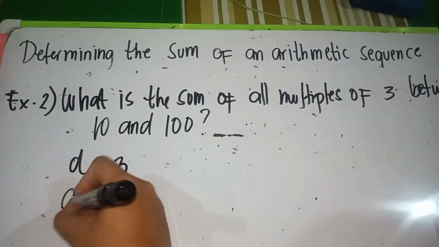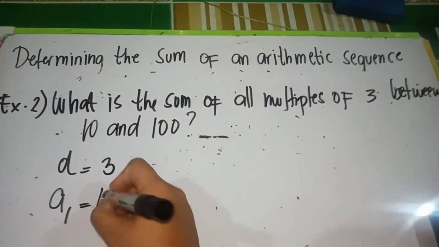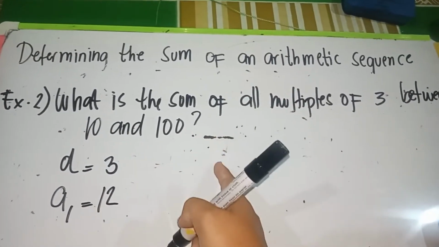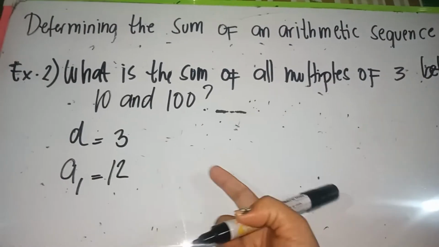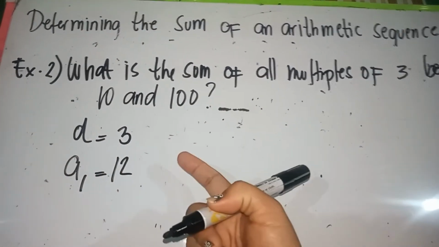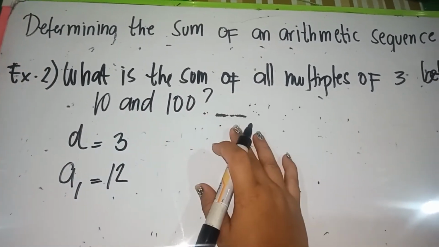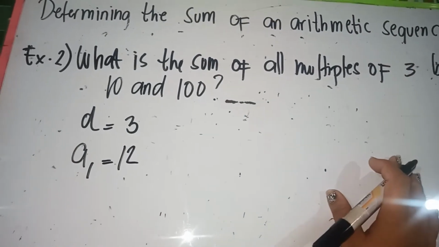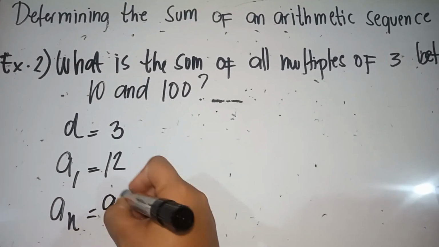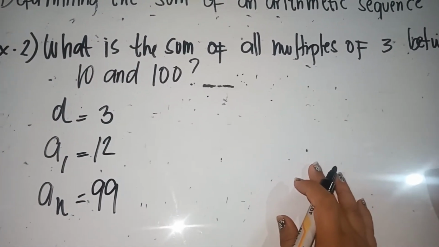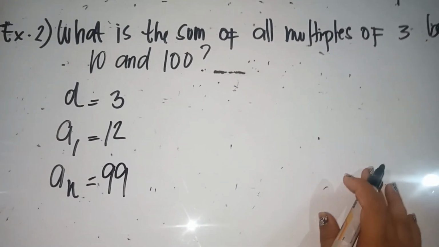So, therefore, our a sub 1 is equal to what? Our a sub 1 is equal to 12. So, after 10 is 11. 11 is not a multiple of 3. So, what about 12? 12 is a multiple of 3. So, therefore, a sub 1 is equal to 12. So, what is between 10 and 100 that is our last term? That is 99. So, therefore, our a sub n is equal to 99. Is 99 a multiple of 3? Yes, right? So, therefore, our a sub n is equal to 99.